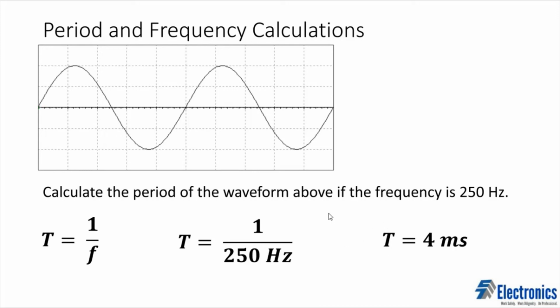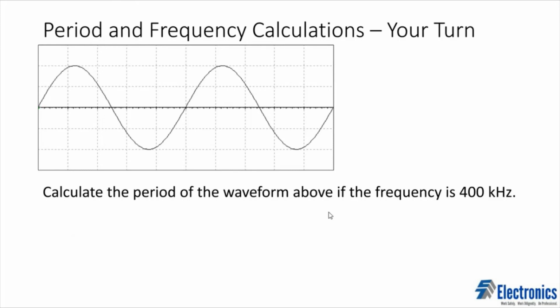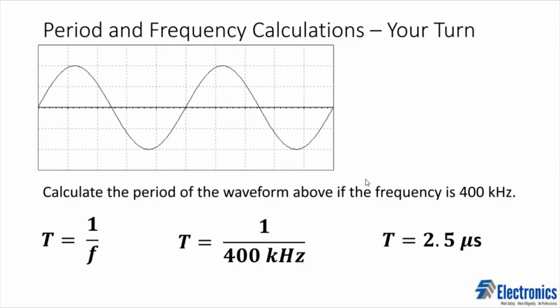Okay. Now you go ahead and give this one a shot. You're going to use that formula. You're going to put it in. 400 kilohertz equals a period of 2.5 microseconds. I went ahead a little quicker than I wanted to, but you guys should get the gist by now. It's pretty simple.